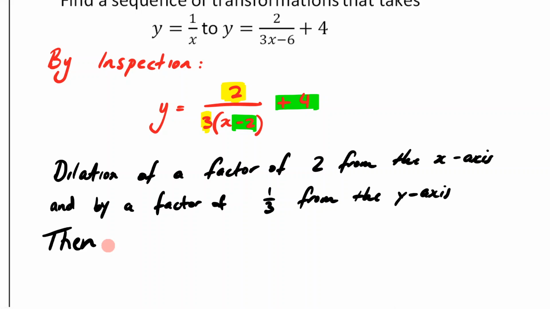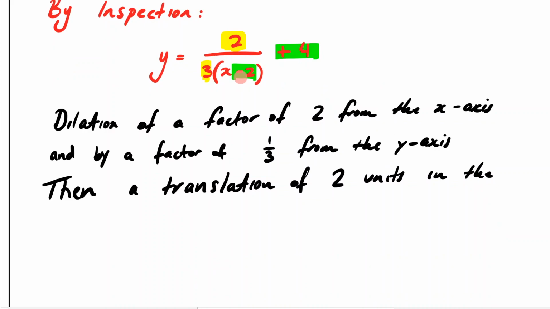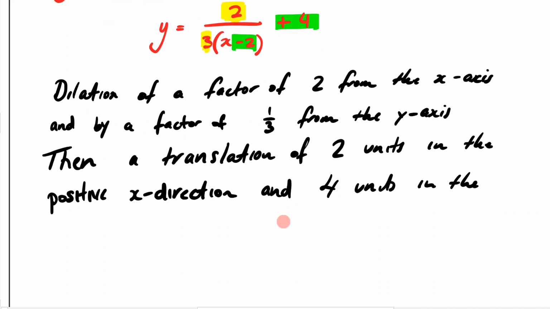Then, what was I saying? Then a translation of 2 units in the, now, we've got to be careful here because there's a negative in the positive x direction and 4 units in the positive y direction. Man, it takes forever to write.